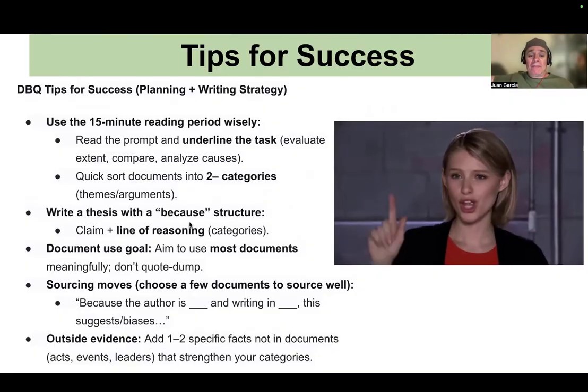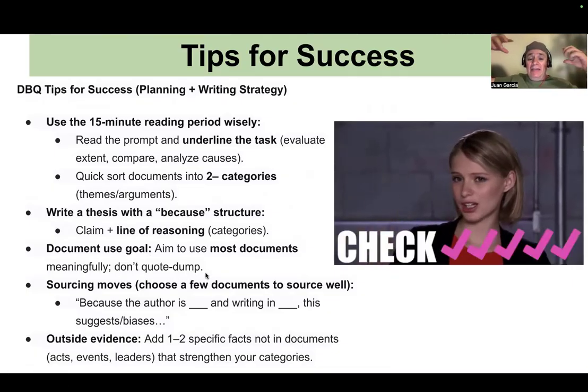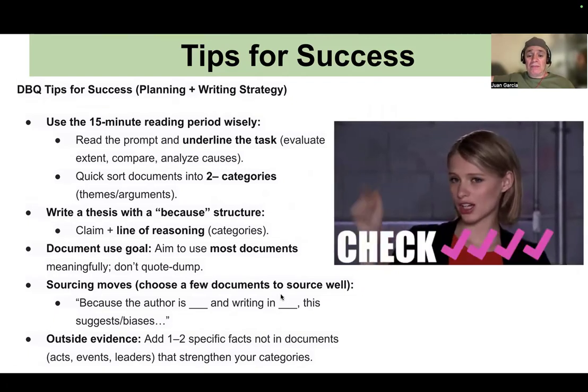Write a thesis with a because structure and claim line of reasoning. Just make sure in your thesis you're making a claim and you have reasons to support your claim. Document use goal: aim to use most documents meaningfully. Do not quote them. Avoid long quotes from the documents. You can cite the documents and refer to them, but avoid long quotations. Show us that you understand what the document's main idea is. Sourcing moves: choose a few documents to source well. This is going to be for the HIP, and it can help you with the analysis of the documents.